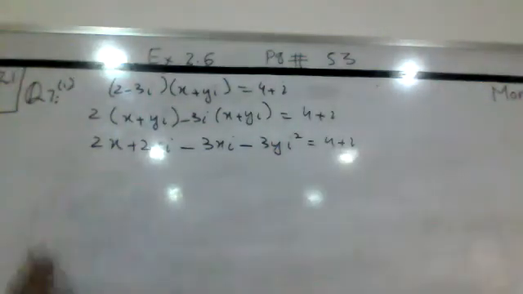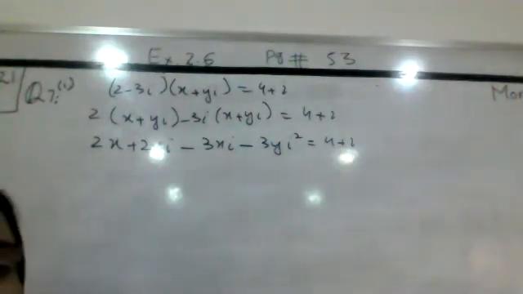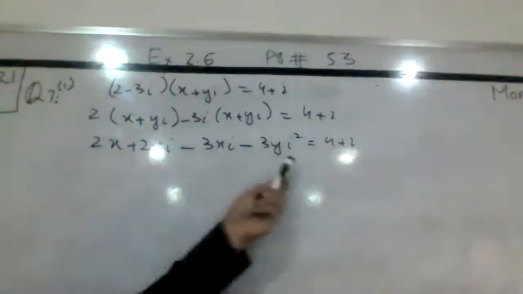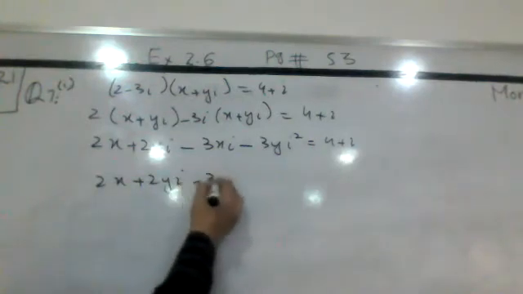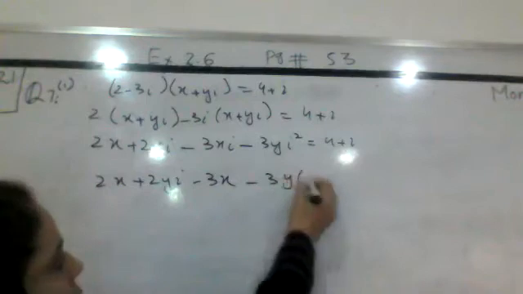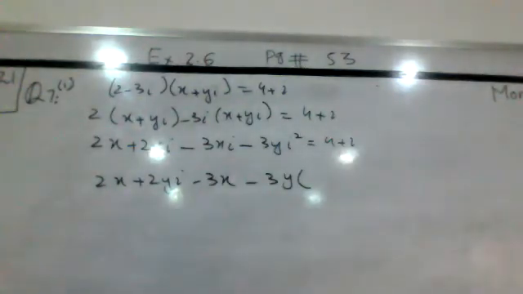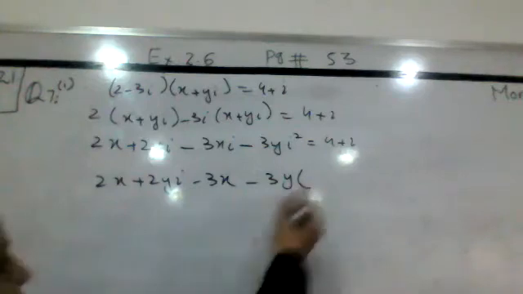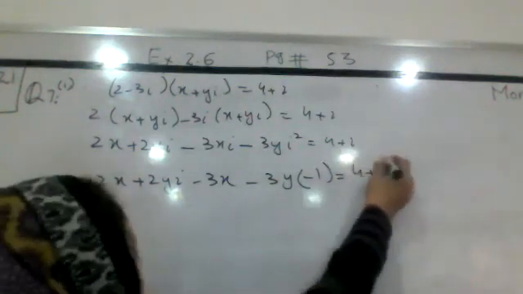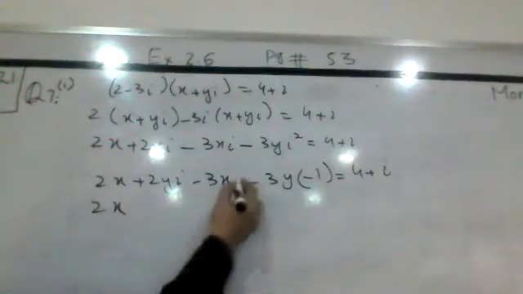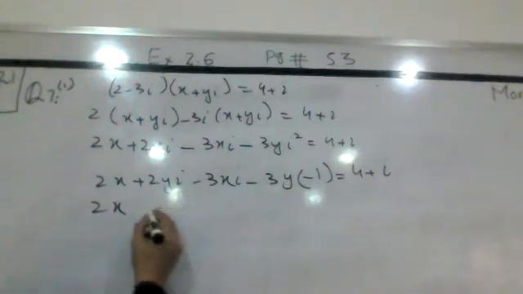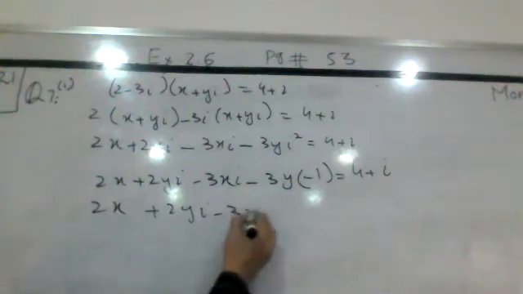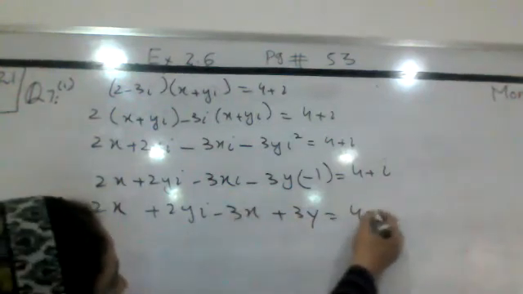Now you can see after multiplication you are getting this, and when you multiply two complex numbers, in the next step what you have to do? You will put the value of i². So 2x + 2yi - 3xi - 3y, what is the value of i squared? Minus 1. So 2x + 2yi - 3xi + 3y is equal to 4 + i.